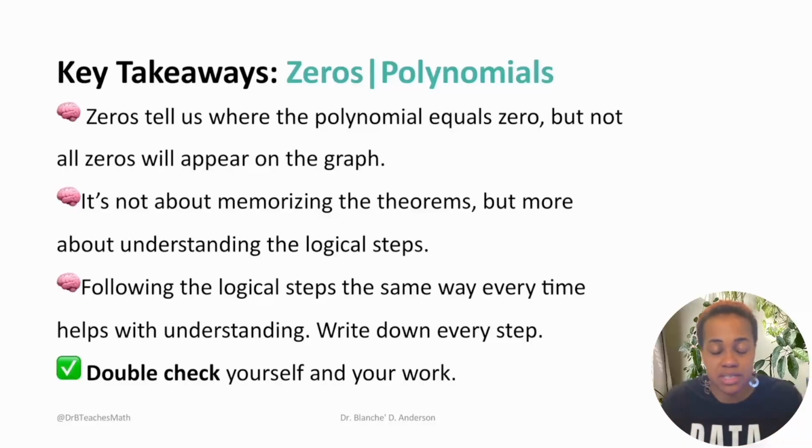Do not memorize. Try not to memorize these theorems. Memorize the steps. What do I need to do? How many zeros do I have? Do I have any zeros? Here's my list. Test in the list, factor, okay? Follow the steps every single time, and I think you're going to do great on this.